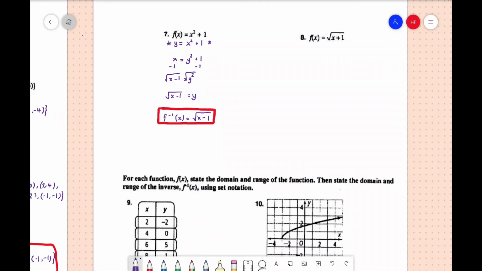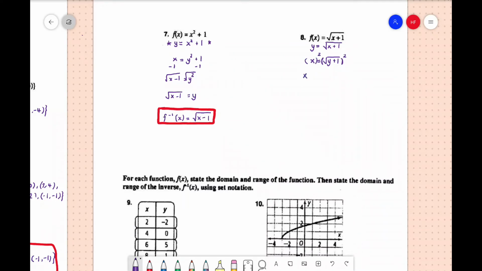Number 8, rewrite it with y equals square root of x plus 1. And then switch x and y. X equals the square root of y plus 1. I cannot move this 1 over. I can't go, oh, that's minus 1, minus 1. No, it is underneath a radical. So first thing I need to do is get rid of that square root.